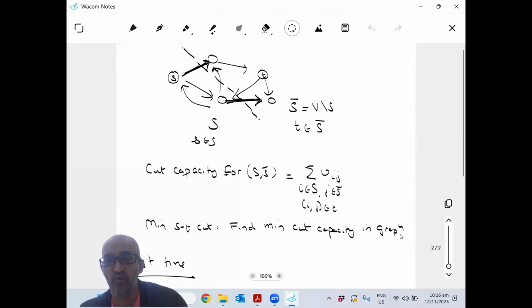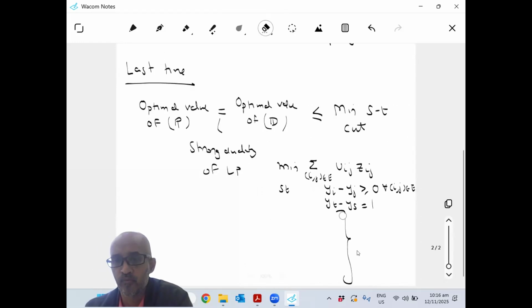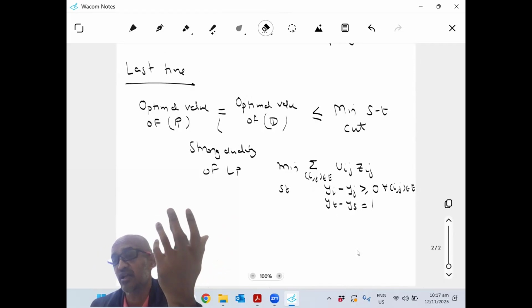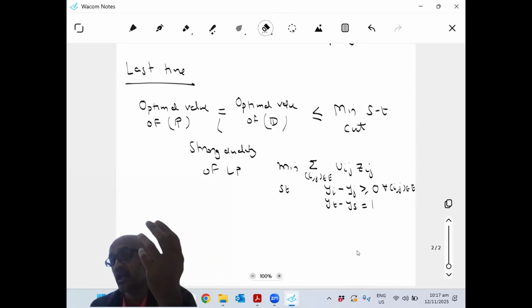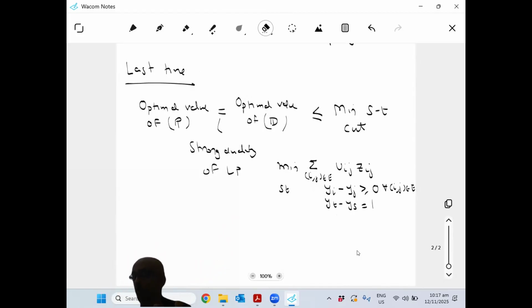We showed this a couple of ways last time, but I'll just quickly remind you. One way to think about it is to create a dual feasible solution and argue that every ST cut is a dual feasible solution. If every ST cut is a dual feasible solution and the objective gives me the cut capacity, then since my dual is a minimization problem, my optimal value will be below the minimum ST cut value.